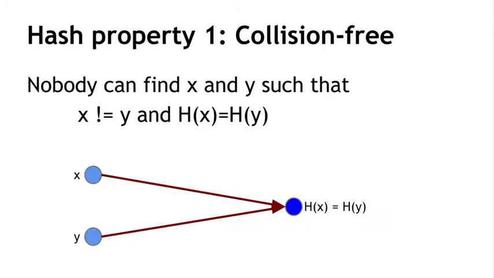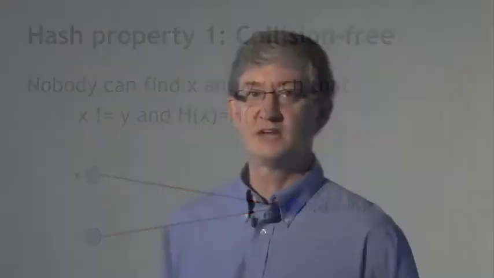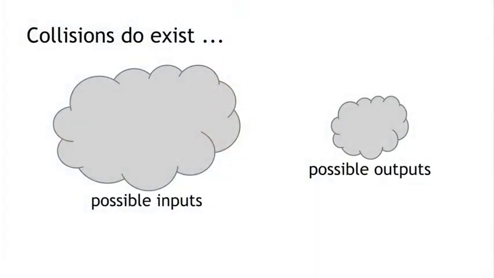Now, one thing to notice is that I said nobody can find. I didn't say that there is no collision. Because if you think about it, there has to be a collision. Collisions do exist, and to understand why, we can use this diagram. Over here on the left, I'm depicting all of the possible inputs to this function, which can be a string of any size. And over here, I have all of the possible outputs, which has to be a string of 256 bits in size. On the right-hand side, there are only 2 to the 256 possibilities.